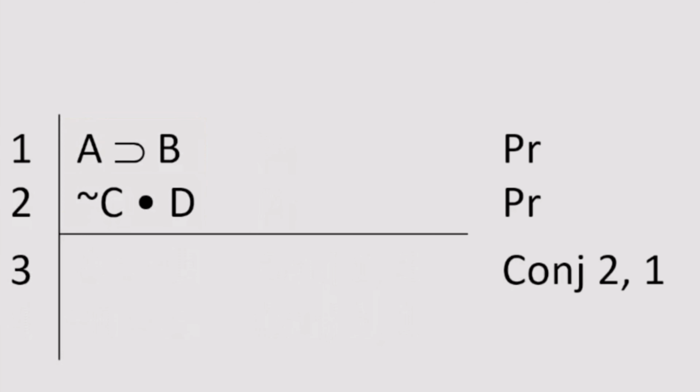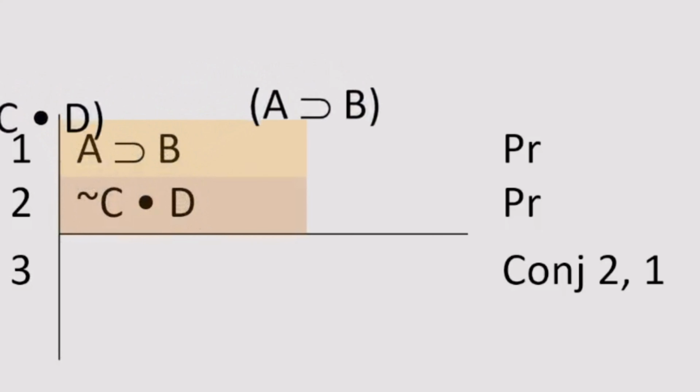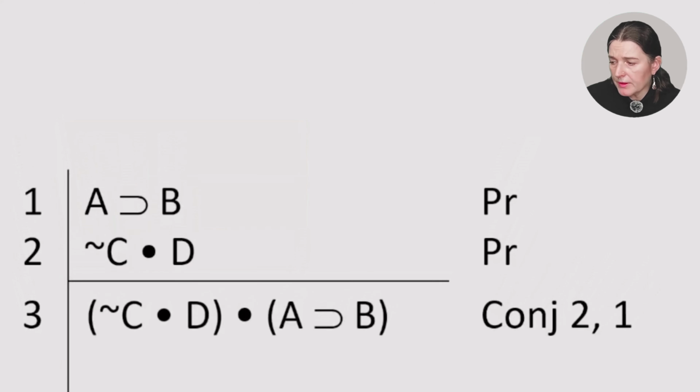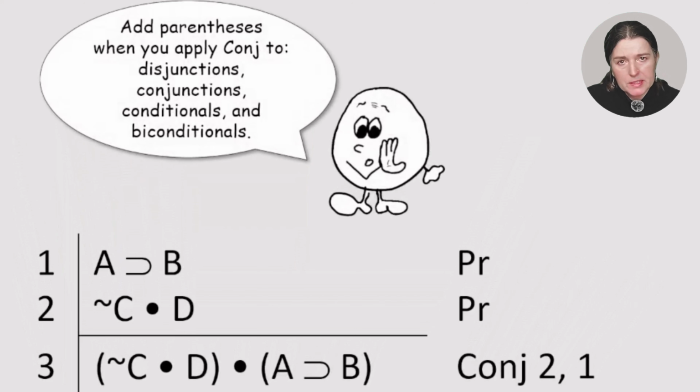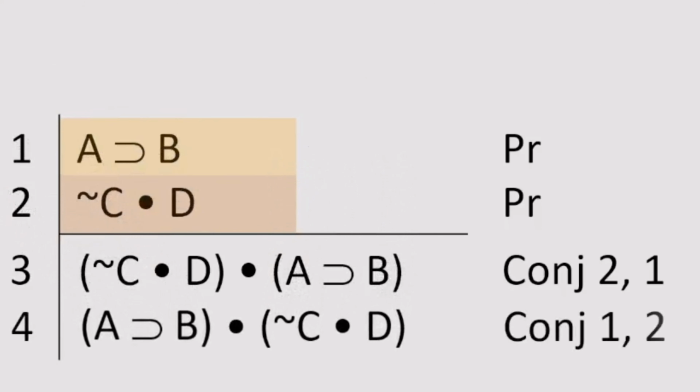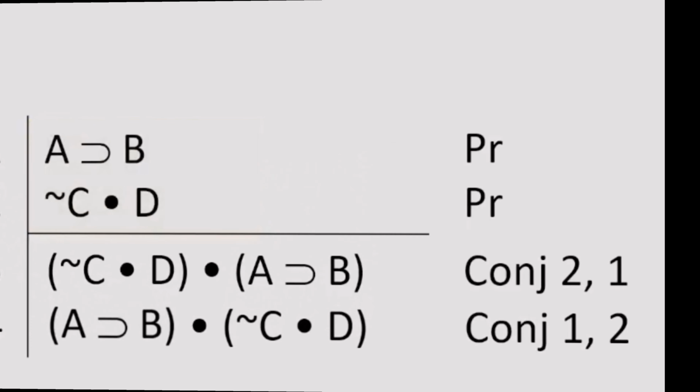This time we are supposed to apply conjunction to line 2 and 1, and we proceed as before. We construct a conjunction with the whole proposition from line 2 as the first conjunct and the whole proposition from line 1 as the second conjunct. Note that we need to embrace the complex propositions, other than negations, in parentheses. In applying conjunction to line 1 and line 2, we proceed in the same way. The proposition in line 1 becomes our first conjunct, the proposition in line 2 our second conjunct.